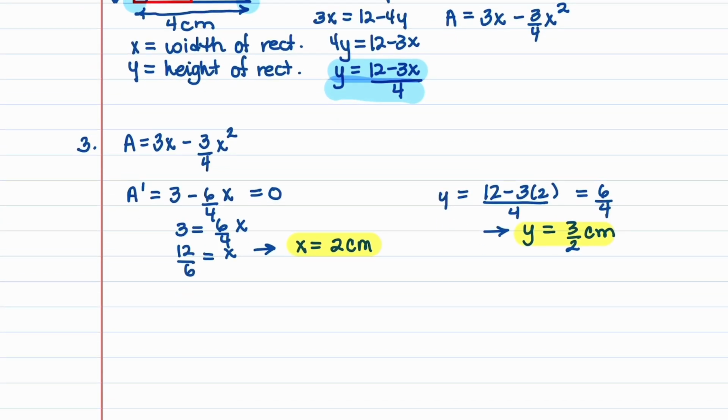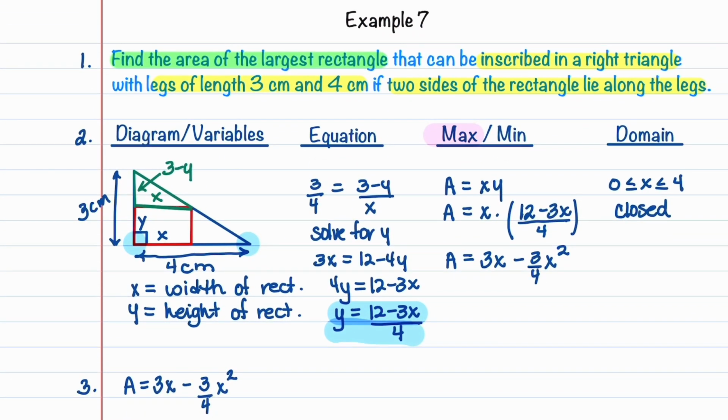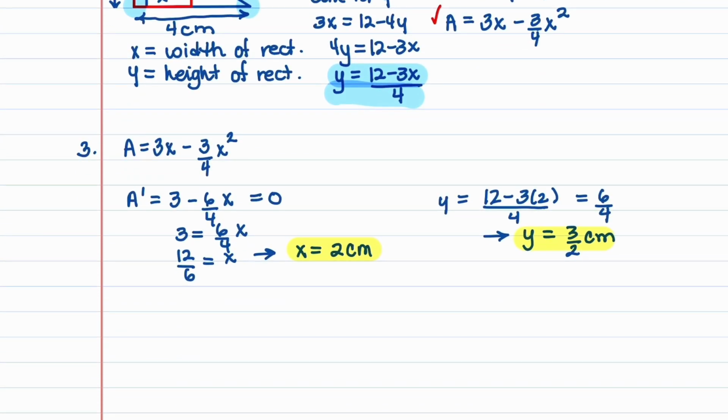Now what we need to do is find our maximum area. And we have two equations for the area. Let's go back up here and look. We have this equation and this equation. They're the same thing. I think A is equal to xy is going to be a lot easier to use. So let's use that to find what A is. So we'll write down A is x times y. x was 2 centimeters, and then y was 3/2 centimeters. So we get that our area is 3 centimeters squared.